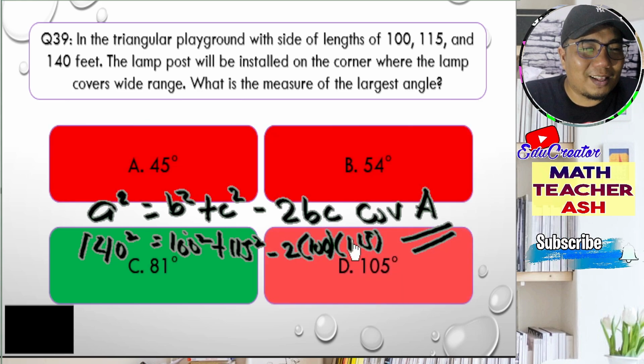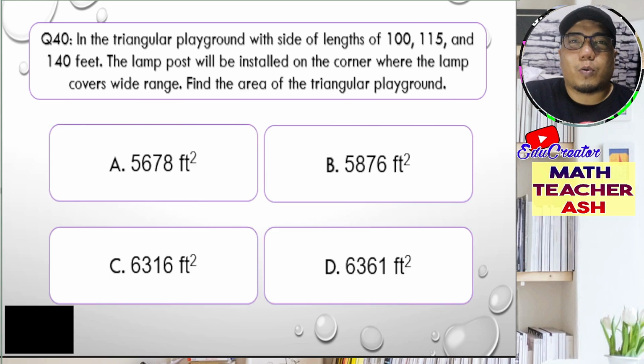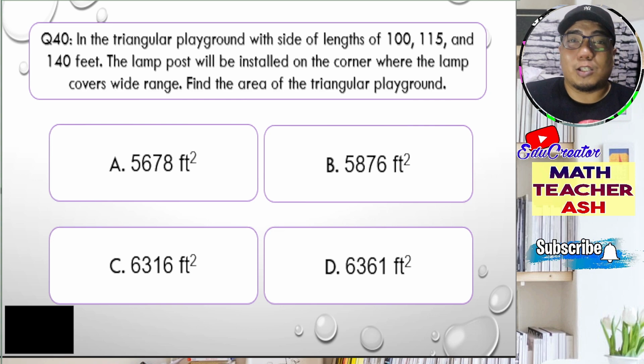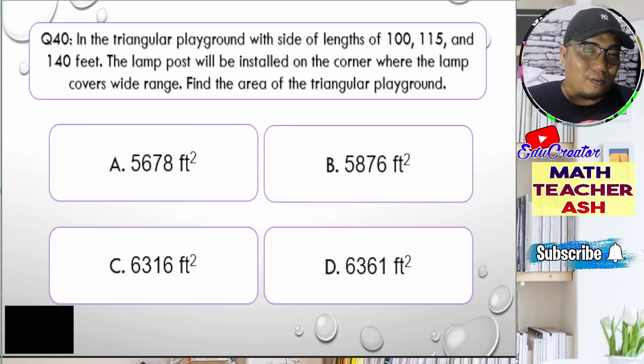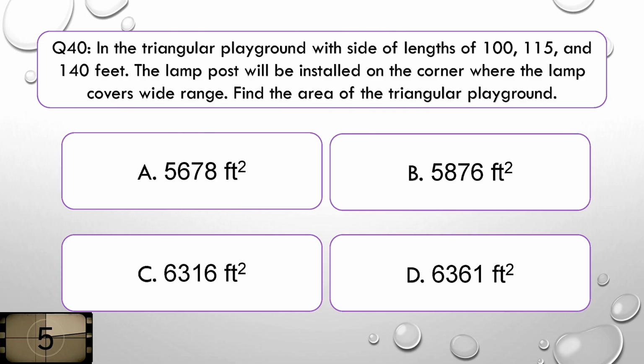Alright, my dear math learners, now let us go to the last question. Question number 40. Given still the same situation, find the area of the triangular playground. Is it A, B, C, or D? It is in square feet because we are talking about the area of a triangle. Alright, I'll give you 5 seconds to think about your answer.